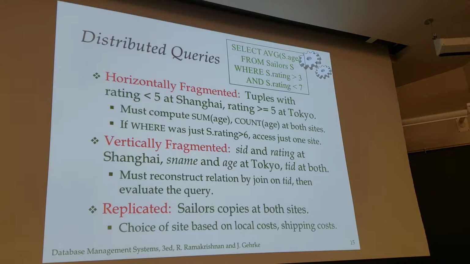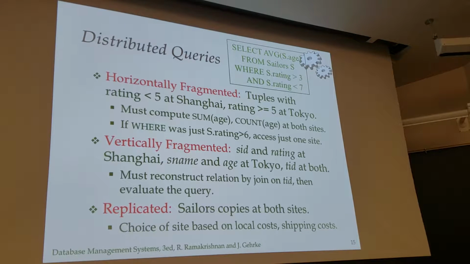If I said we're rating greater than 6, then I'd only have to go to Tokyo to be able to do the query. So that's stuff you can do. And if you had a situation in which the SID and the rating were stored at Shanghai, and the name and the age are at Tokyo, and the TID or whatever I'm using, maybe the primary key, are stored at both, then I'd have to construct the query by putting the pieces together.